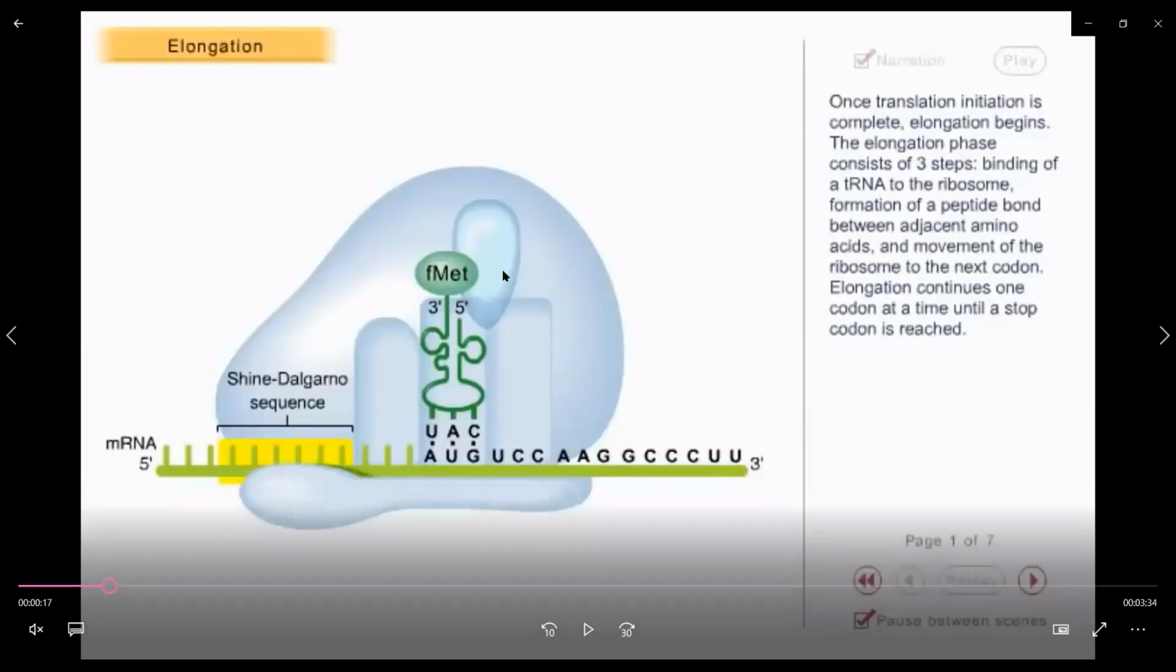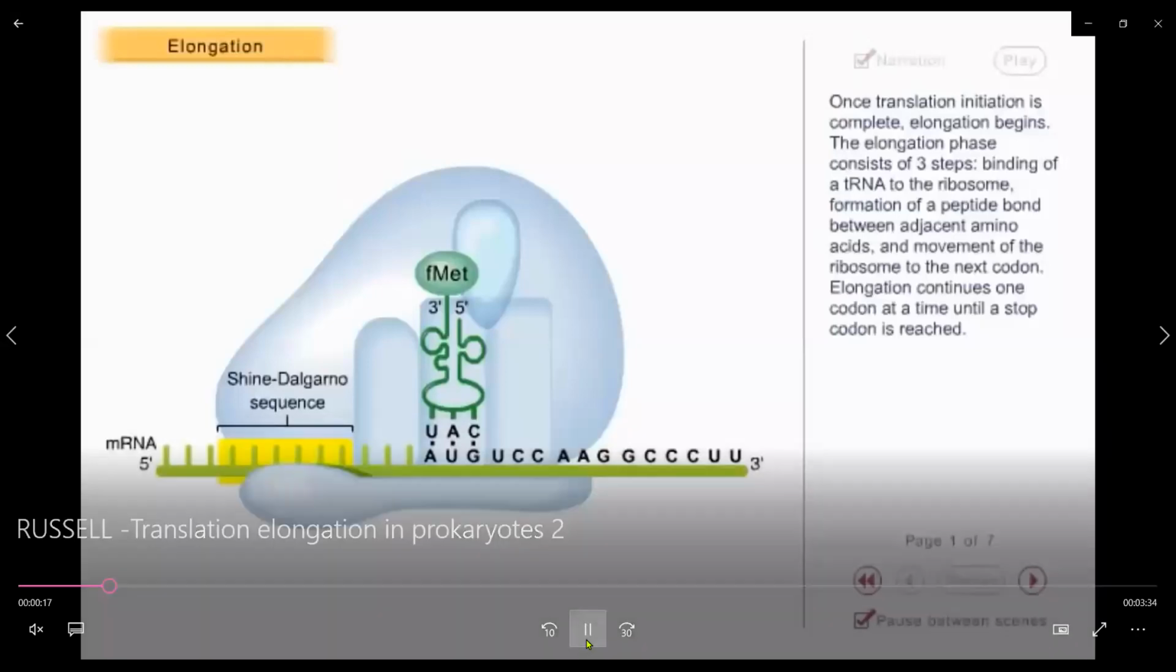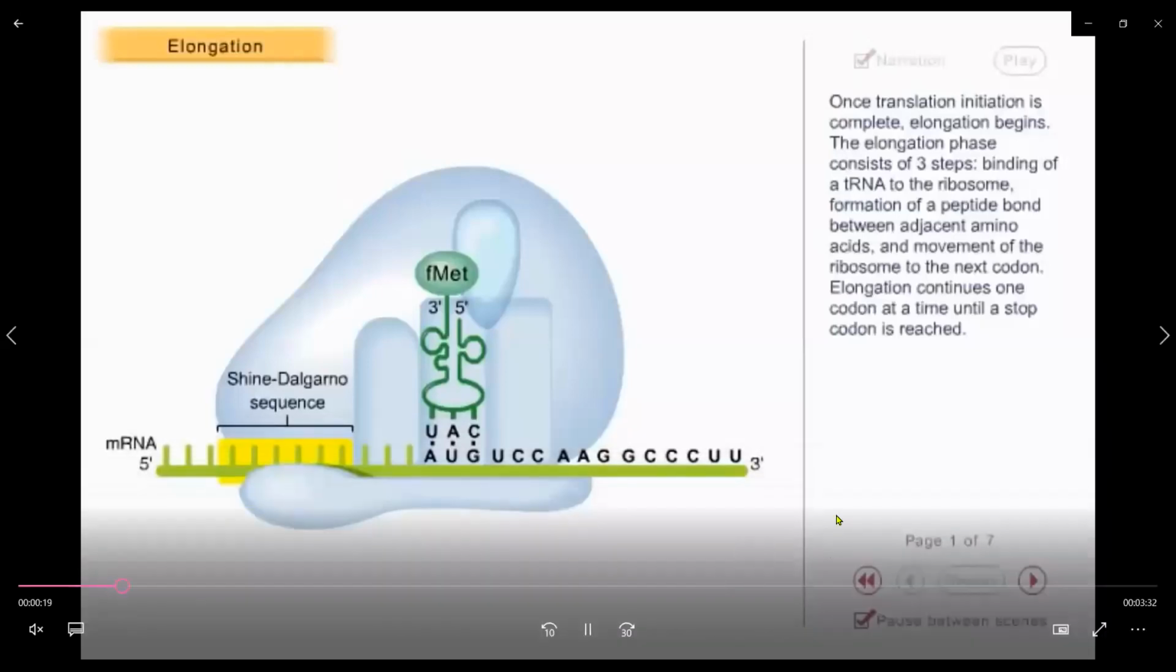Now, the elongation phase consists of 3 basic steps. The first step is the binding of the tRNA to the ribosome, then formation of the peptide bond between adjacent amino acids, and the movement of the ribosome to the next codon. The elongation phase will continue one codon at a time until a stop codon is reached. So let's get into that. It consists of 3 phases.